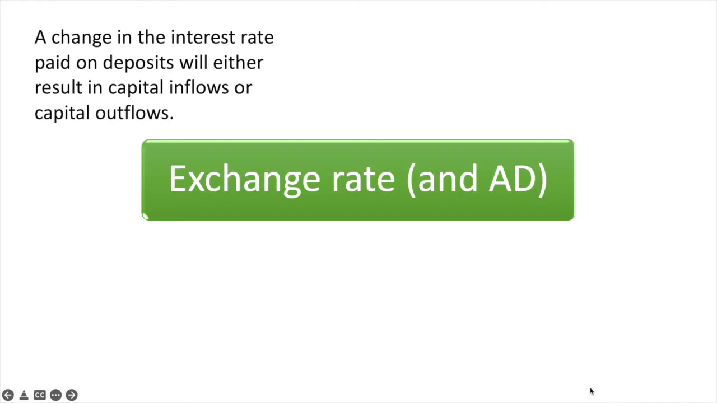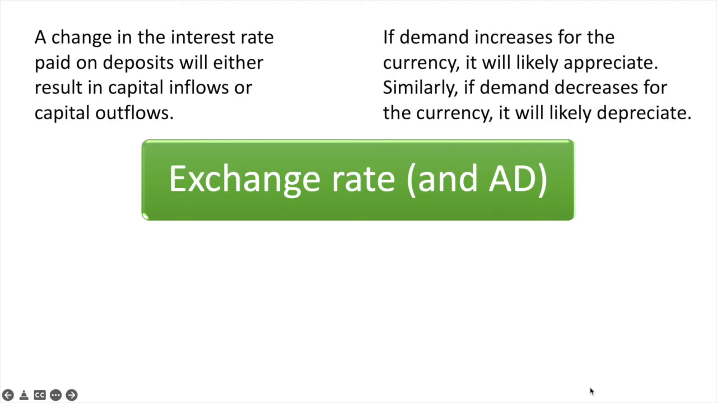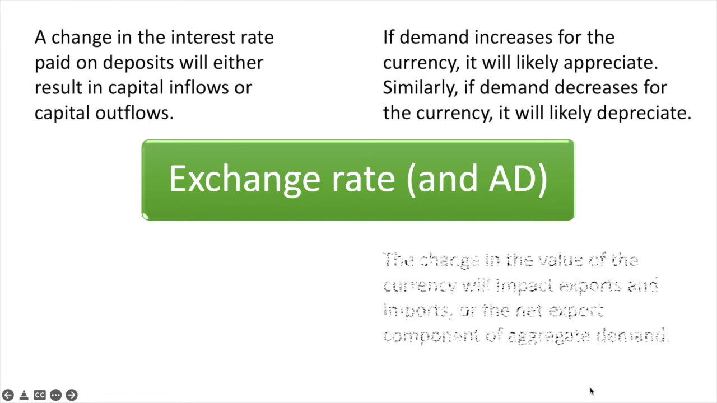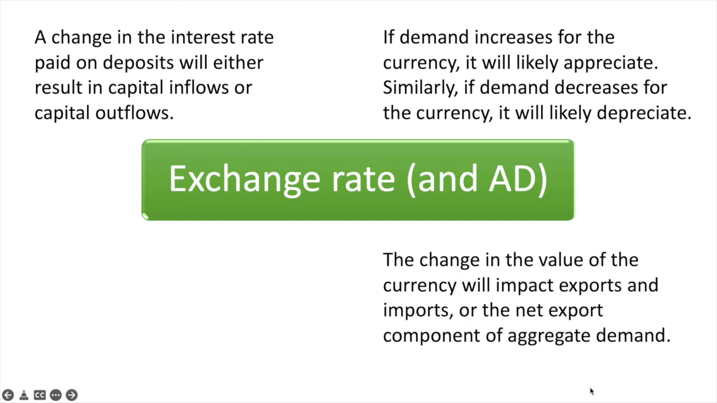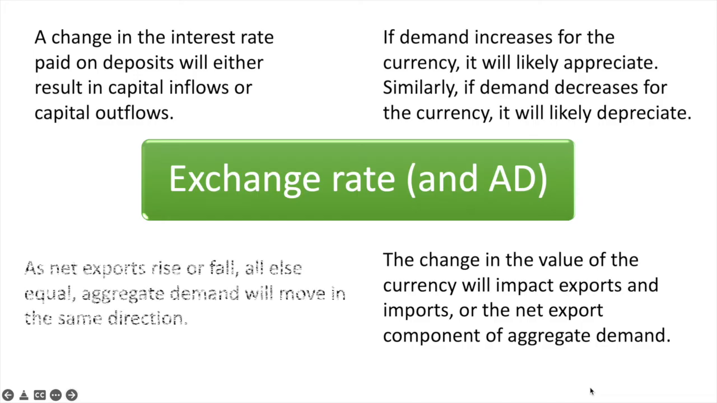There is also an impact on the exchange rate when interest rates change. A change in the interest rate paid on deposits will either result in capital inflows or capital outflows. A higher interest rate is likely to increase demand for the currency, which will cause it to appreciate. A lower interest rate will cause the demand for the currency to decrease and likely cause it to depreciate. So the change in the value of the currency will impact exports and imports, or the net export component of aggregate demand. As net exports rise or fall, all else equal, aggregate demand will move in the same direction.